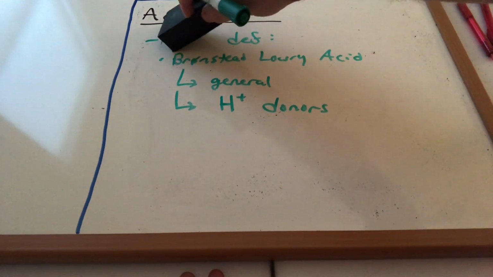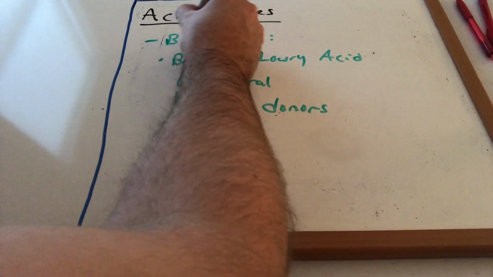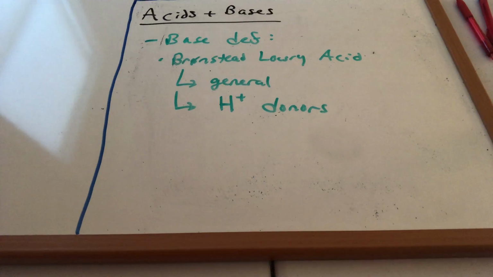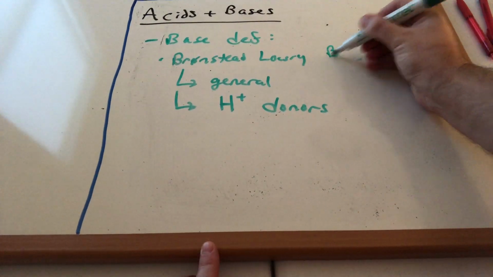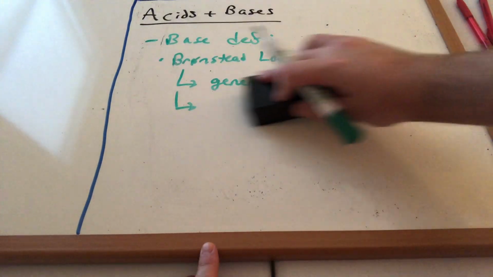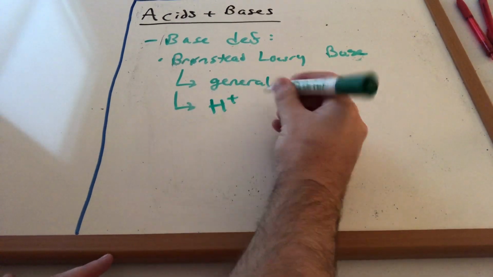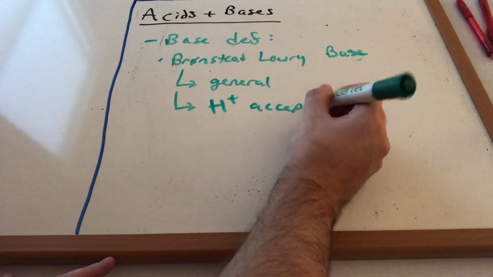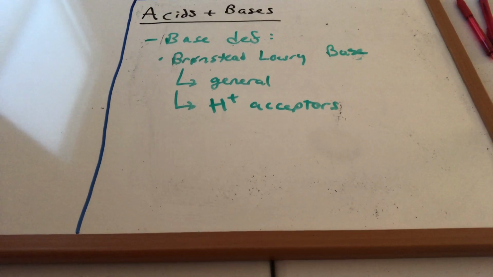Within the context of Bronsted-Lowry definitions, let's talk about bases. So what's a base definition? Well, for a Bronsted-Lowry base, we get a general definition where Bronsted-Lowry bases are H plus acceptors. This is different than earlier in the semester where we had Lewis acids and bases, where we were following electrons. Here it's all about H pluses.